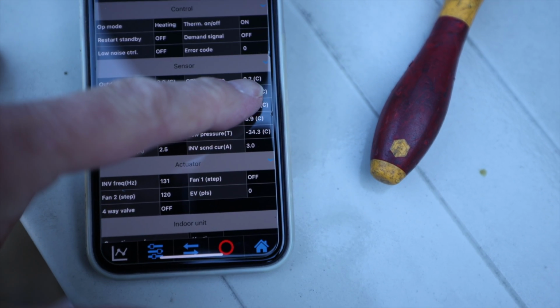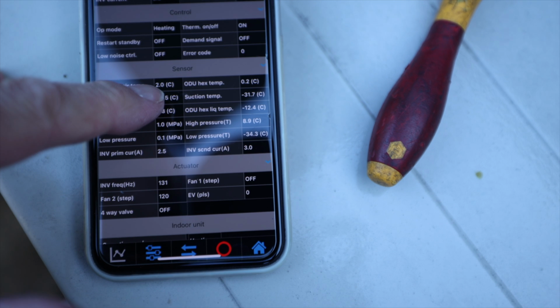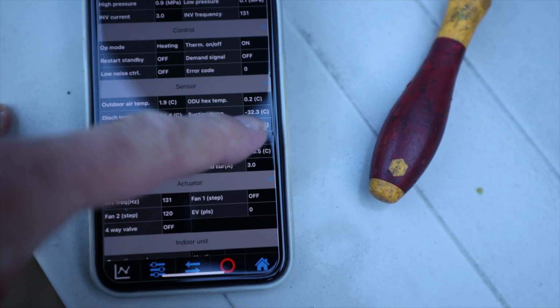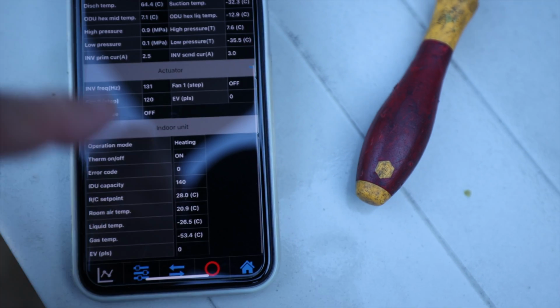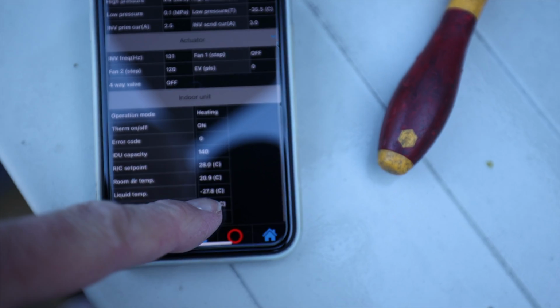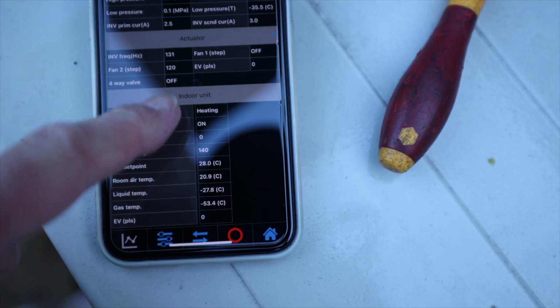Our outdoor heat exchangers now at 0.2. It's still 2 degrees outside. Our suction temperature is minus 32 degrees. So I'd expect this to come down even further. Again, minus 27 now.